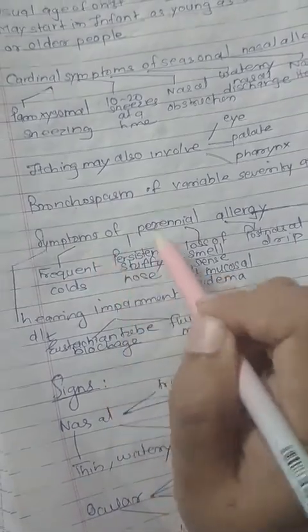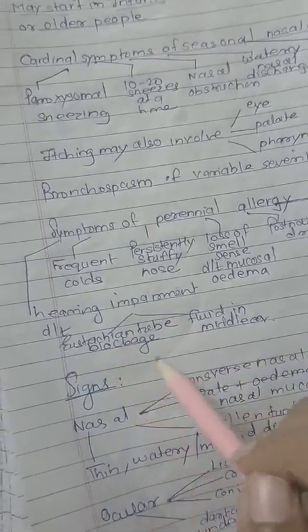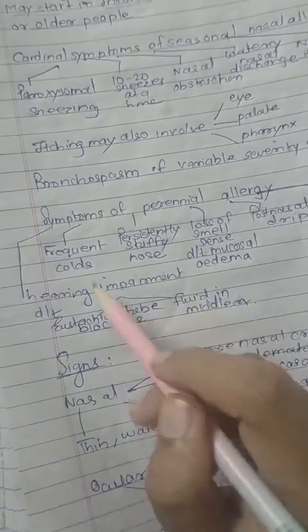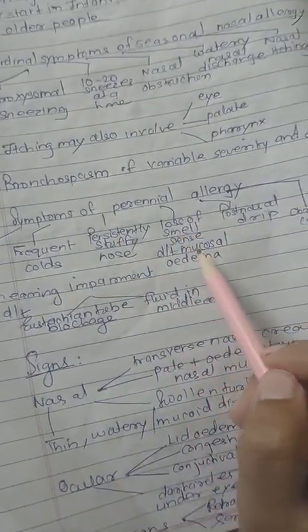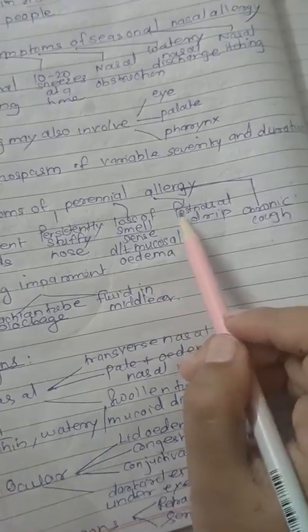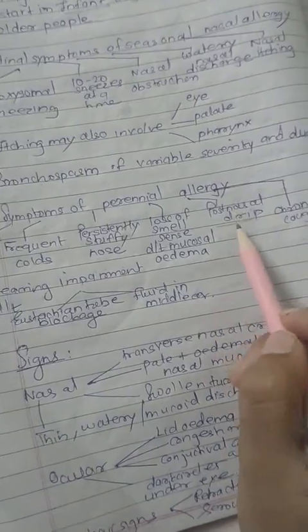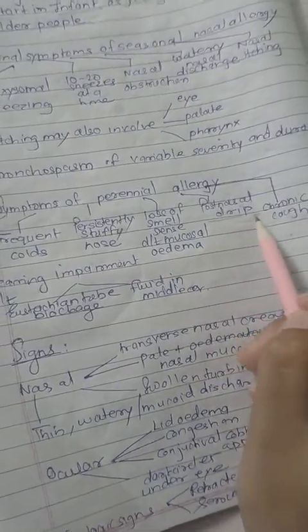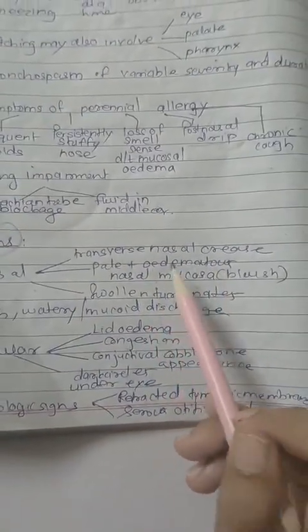Talking about symptoms of perennial allergy, those being hearing impairment due to Eustachian tube blockage and fluid in the middle ear, frequent colds, persistently stuffy nose, loss of smell sensitive to mucosal edema, post-nasal drip being commonly observed, and chronic cough as a result of the post-nasal drip also. Signs include nasal signs, in which we have transverse nasal crease, pale plus edematous.